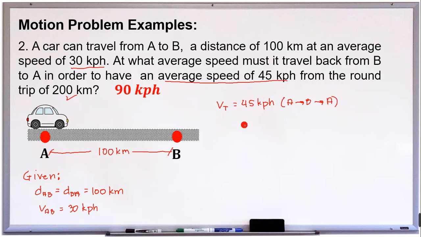Okay. So I guess that's all for the given parameters, because this 200 kilometers is just to verify that for the entire round trip, the distance is the sum of the distance from A to B and from B to A, and that is 200 kilometers. So, solution.